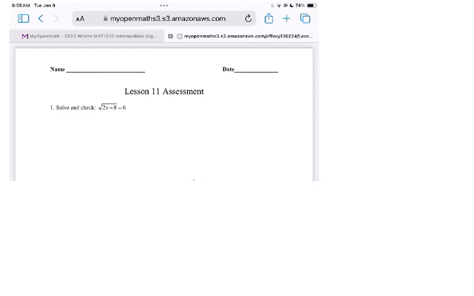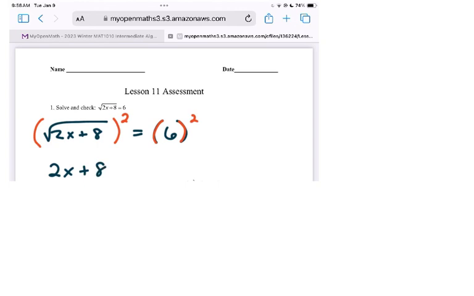And so the square root of 2x plus 8, in order to get rid of that, in order to solve, we actually want to square it. So the opposite of square root is squaring. And if we do that to the left-hand side of the equation, we also have to do that to the right-hand side of the equation. And so on the left, we'll now just have the 2x plus 8. And on the right, we will have 6 squared being 36.